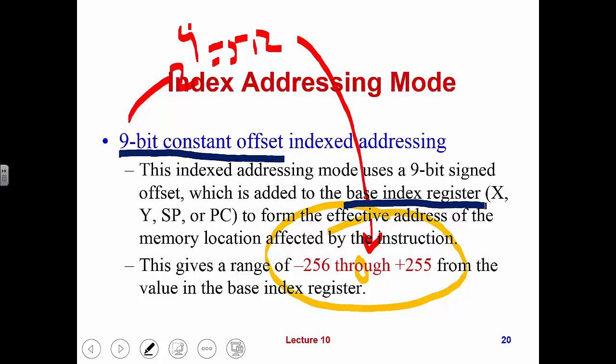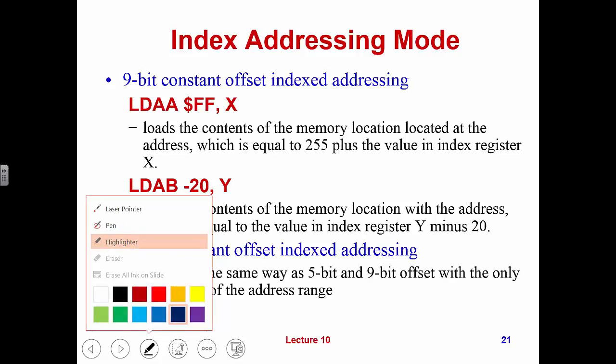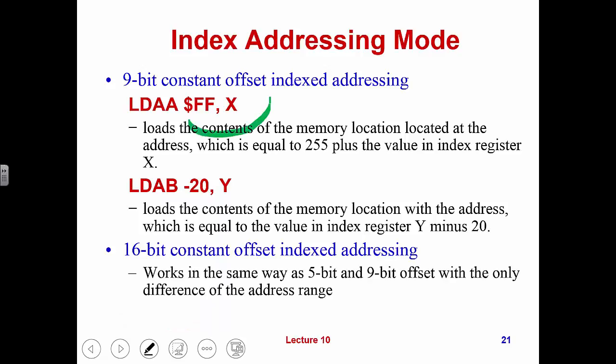So this shows a 9-bit constant offset index address mode. Another one is 16-bit. But before I show you the 16-bit constant offset index address mode, let me show you a couple of examples for the 9-bit constant offset index address mode. FF, we have here. Go this one.